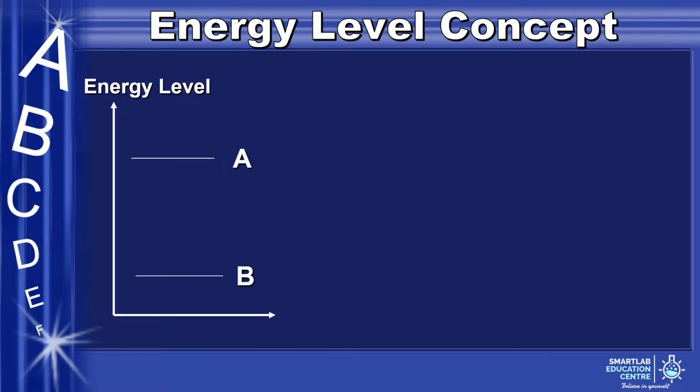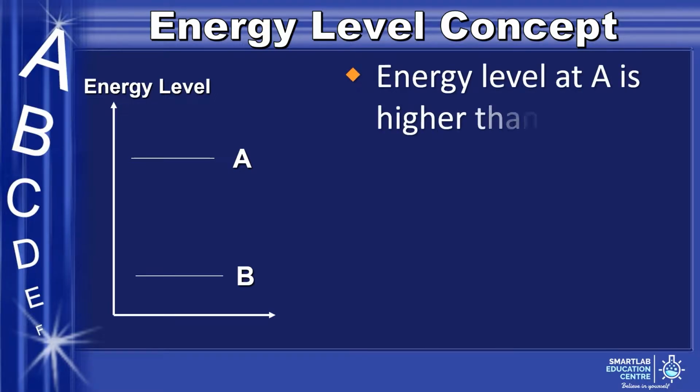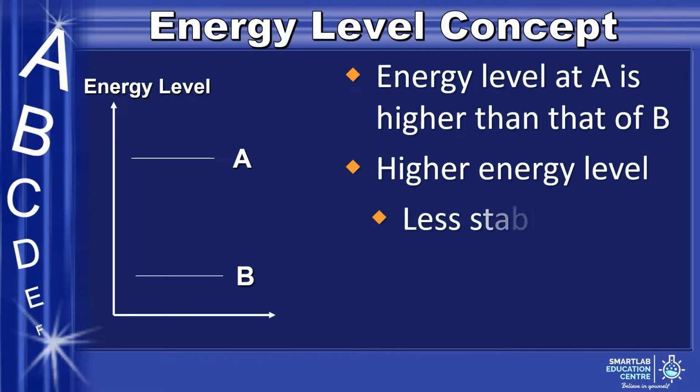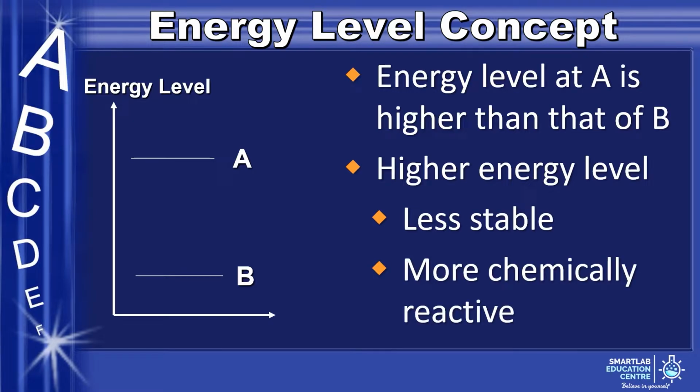Looking at the diagram on the left, the energy level at A is higher than that of B, and at a higher energy level, A is less stable and thus is more chemically reactive.